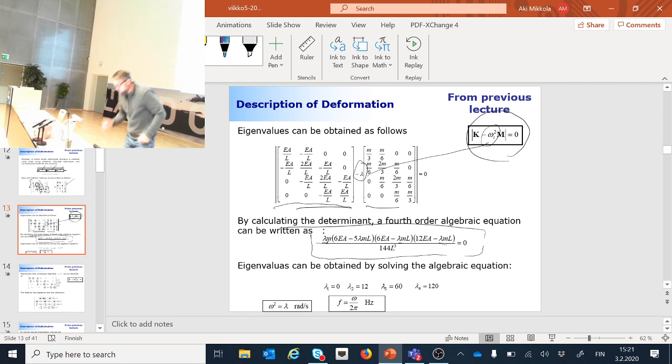Okay? So the first one is lambda equal to 0. Lambda equal to 12. These are just the values. Lambda equal to 60. Lambda equal to 120. And this is the way that you can count the natural frequencies if that's what you're looking at.